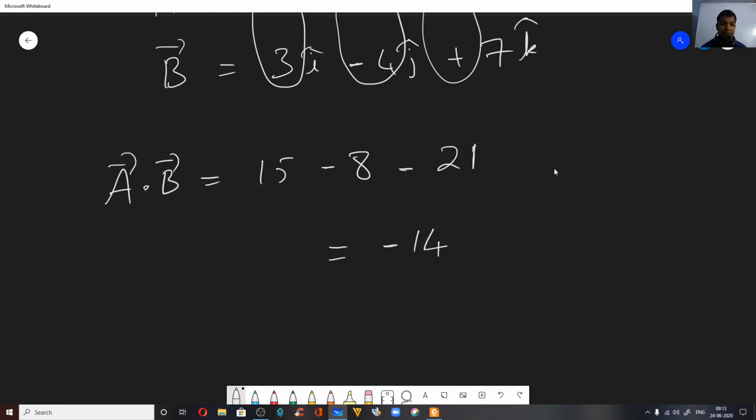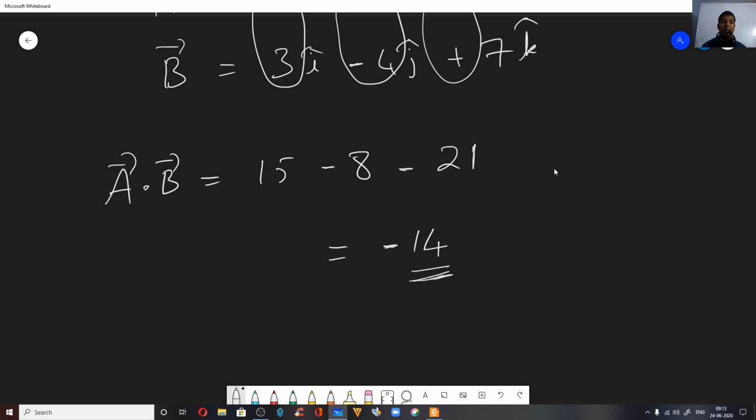Correct? Yeah, it's minus 14. That's it. So where we get to use this scalar product, otherwise dot product, is in the actual physical world. Okay, so we'll get to know that. All right, so it is simply 14 for now.